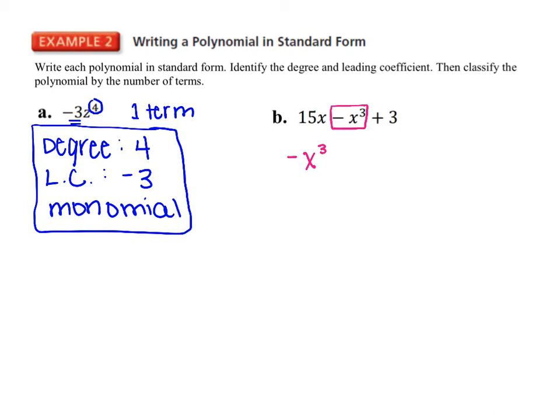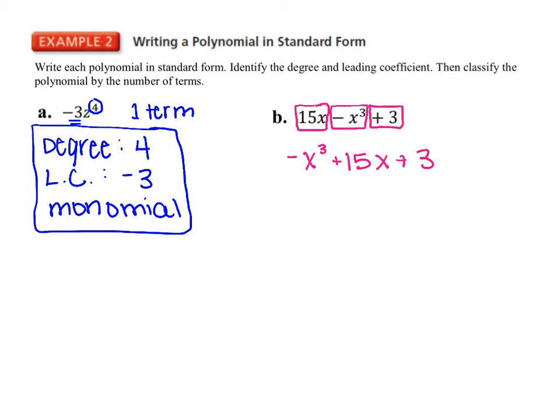Then I would look to see, are there any terms that have x to the second power? Because those would come next if I'm going in decreasing order. There aren't, but there is a term that has an x to the first power, or just an x. That 15x is positive because there's not a negative sign. Right? And then there's a constant term, a term without a variable. So standard form, we did that.